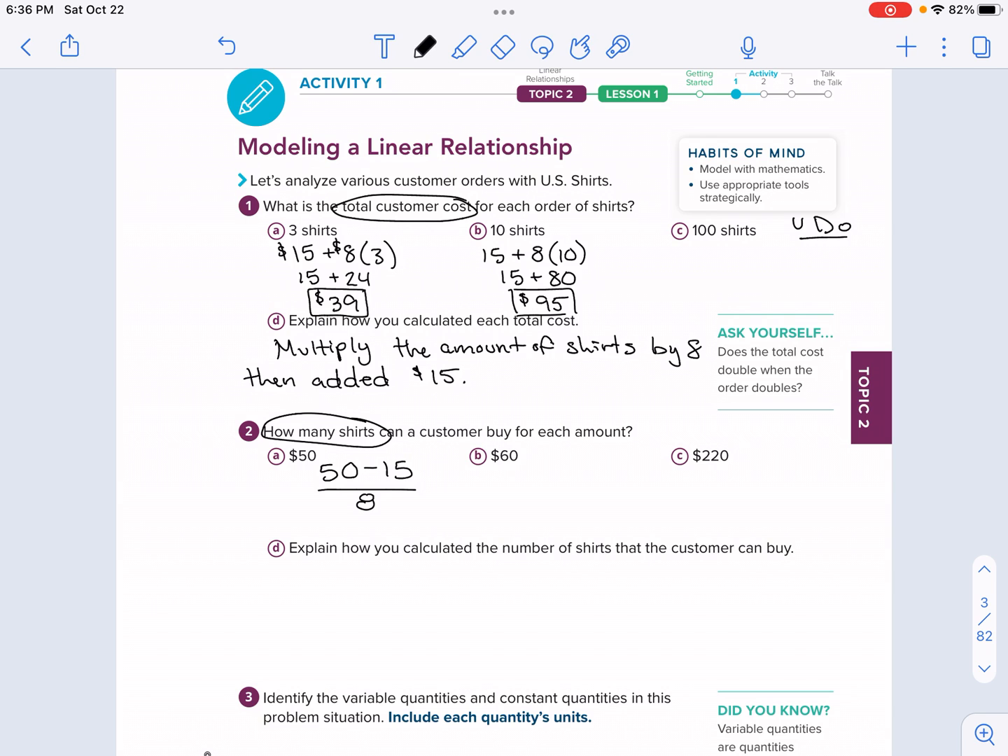So 50 minus 15, what is that? That's 35. Okay, so you can plug this into your calculator, 35 divided by 8, and that'll give us something close to 4. This is 4.375. Okay, now this would be, right, 4 shirts, but you can't purchase 375 thousandths of a shirt. So our final answer, we're actually going to ignore the decimal part. You can't round up, you have to round down. So for this, it is 4 shirts.